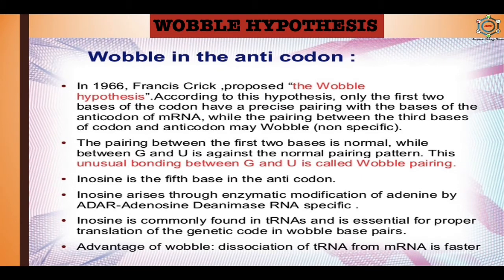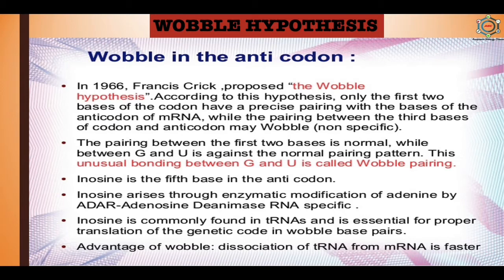So, WOBBLE in the anticodon. In 1966, Francis Crick proposed the WOBBLE hypothesis. According to this hypothesis, only the first 2 bases of the codon have a precise pairing with the bases of the anticodon of tRNA, while the pairing between the third bases of the codon and anticodon may WOBBLE, that is, be non-specific. The pairing between the first 2 bases is normal, while between G and U it is against the normal pairing patterns, and this unusual bonding between G and U is called WOBBLE pairing.